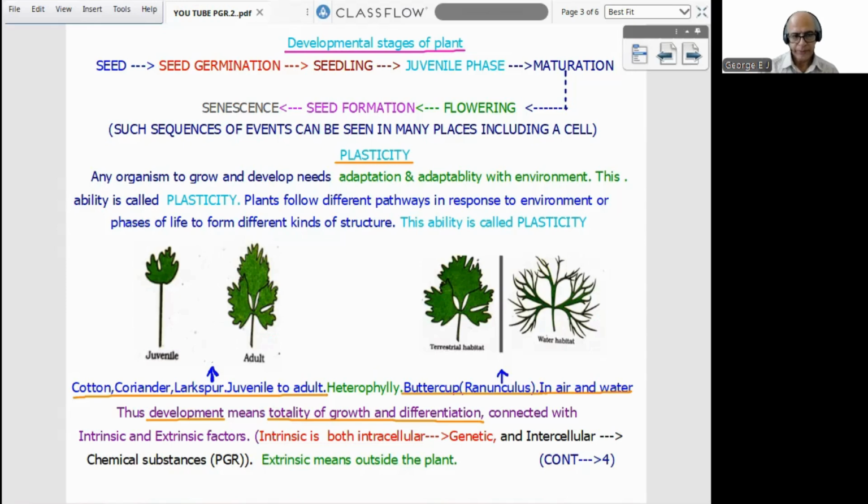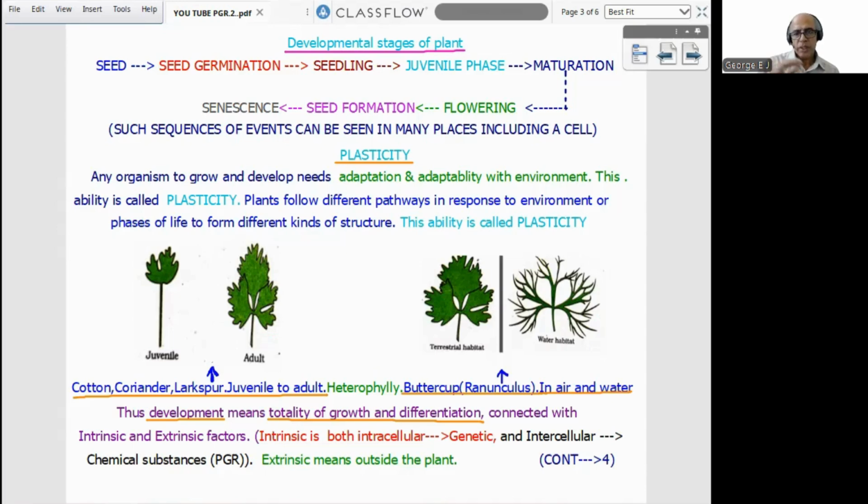And what it means. Plants like cotton, coriander, larkspur. This change in the shape of leaves takes place when the plant goes from juvenile to adult. The shape of the leaf changes. While in a plant called buttercup, otherwise called ranunculus, it is an aquatic plant with two types of leaves.